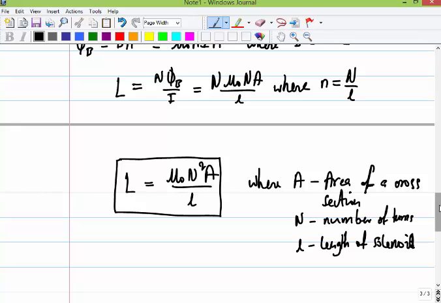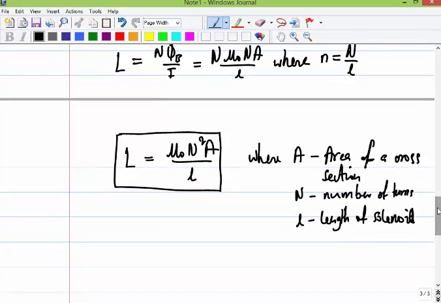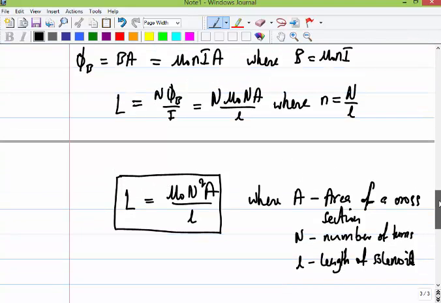If we have a toroid, we'll do something similar. You just need to know the magnetic field of a toroid, and then we can calculate the flux for the toroid and plug that in to get the inductance of a toroid. So this is the inductance of a solenoid of length l and number of turns N, and A is the cross-sectional area of the face through which the magnetic field goes.